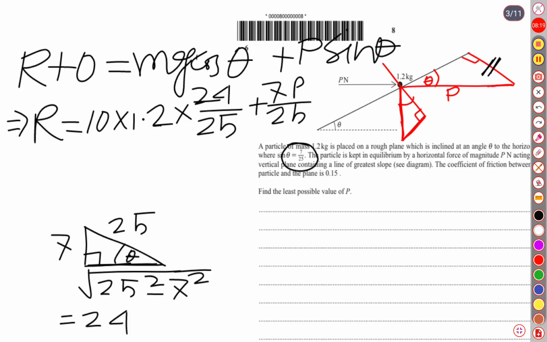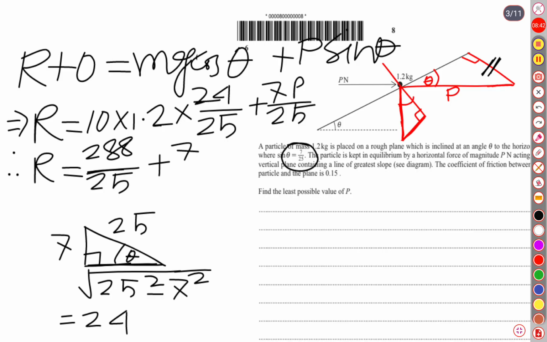Finally, our normal reaction is going to be 10 into 1.2, that is 12. So 12 into 24 is 288. 288 over 25 plus 7P over 25. So this is what our R, normal reaction, is. Now we have already got our normal reaction. Whenever you are given a plane which is rough, first of all we will find the normal reaction.